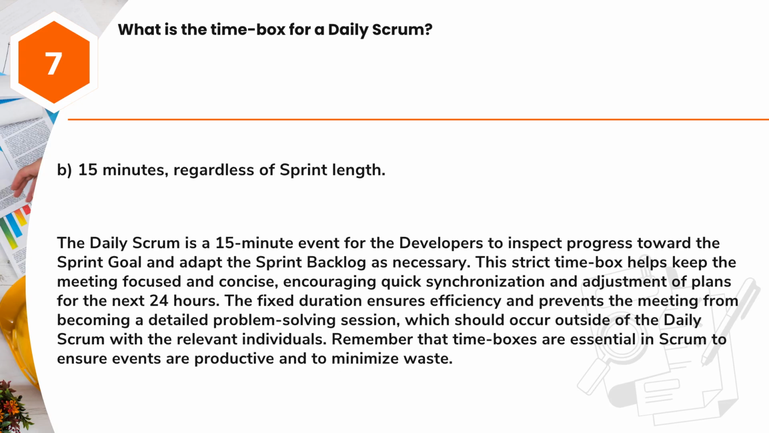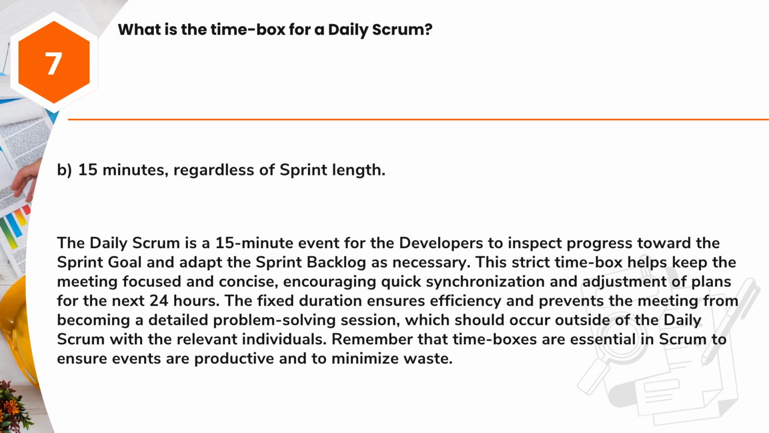Answer: B. 15 minutes, regardless of sprint length. The daily Scrum is a 15-minute event for the developers to inspect progress toward the sprint goal and adapt the sprint backlog as necessary. This strict time box helps keep the meeting focused and concise, encouraging quick synchronization and adjustment of plans for the next 24 hours.